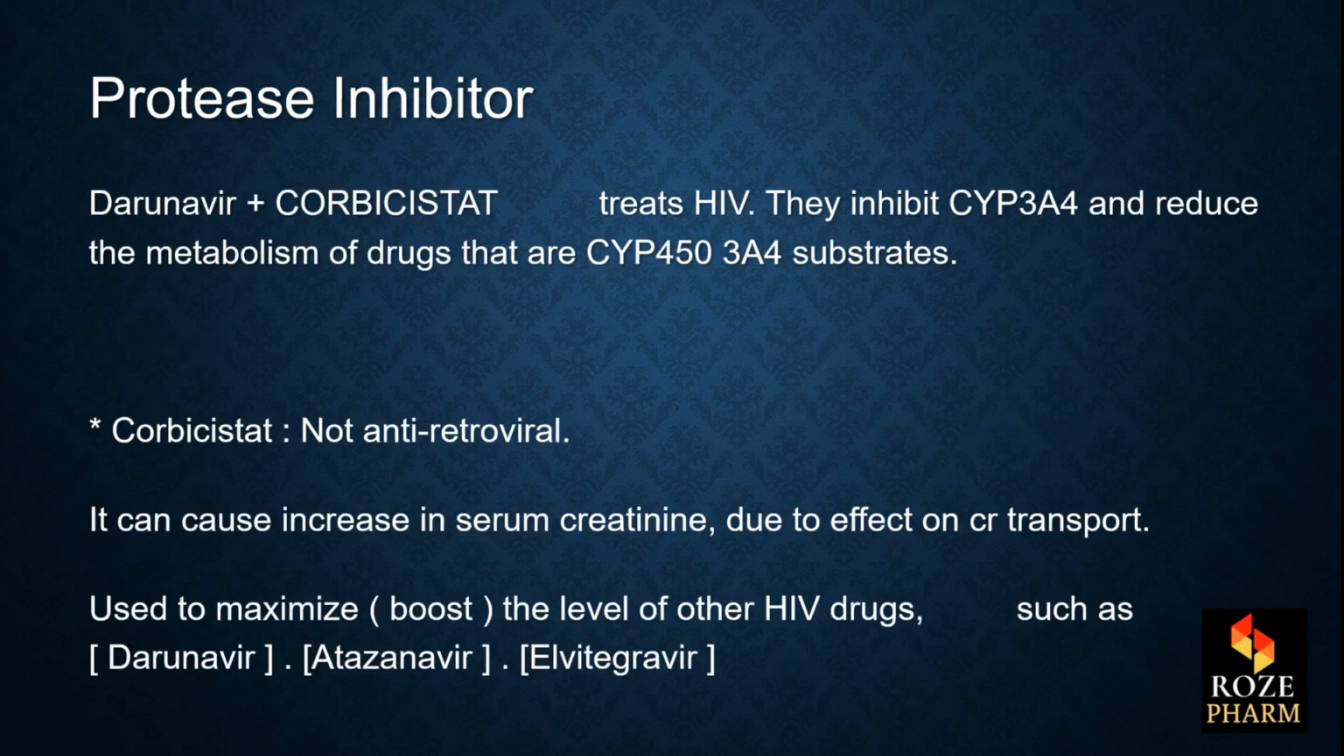Darunavir plus cobicistat: the protease inhibitor treats HIV, and they inhibit CYP3A4 and reduce the metabolism of drugs that are CYP3A4 substrates. Cobicistat is not an antiretroviral, and it causes an increase in serum creatinine due to its effect on creatinine transport. So it is used to maximize the boost level of other HIV drugs, such as darunavir, atazanavir, and elvitegravir.